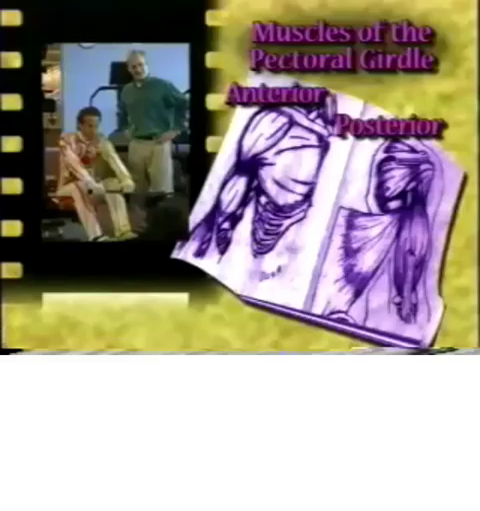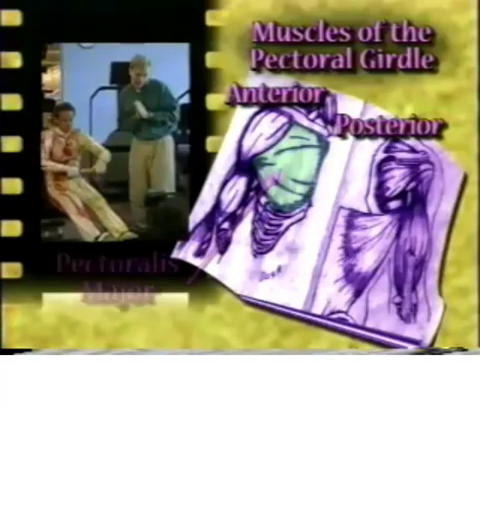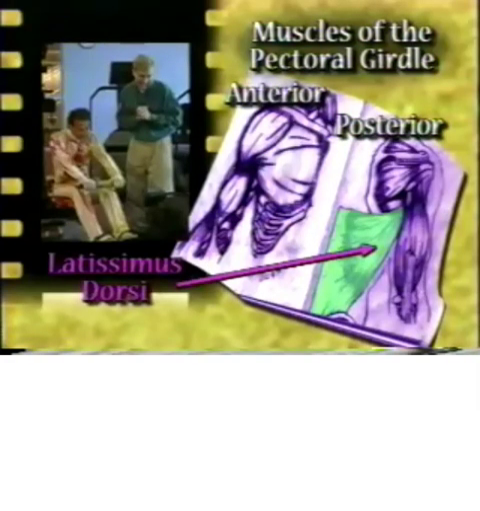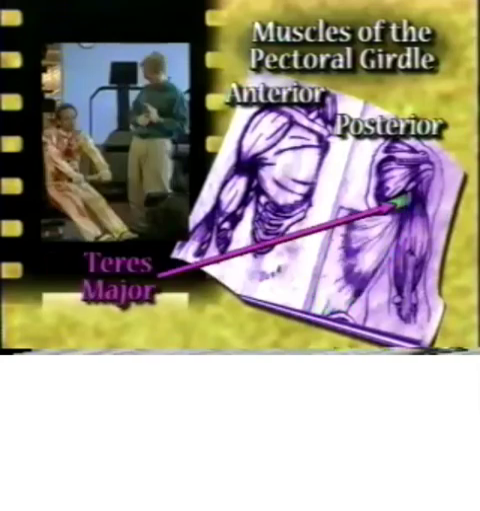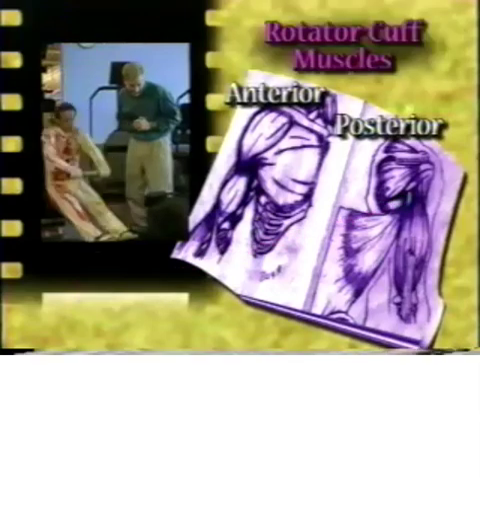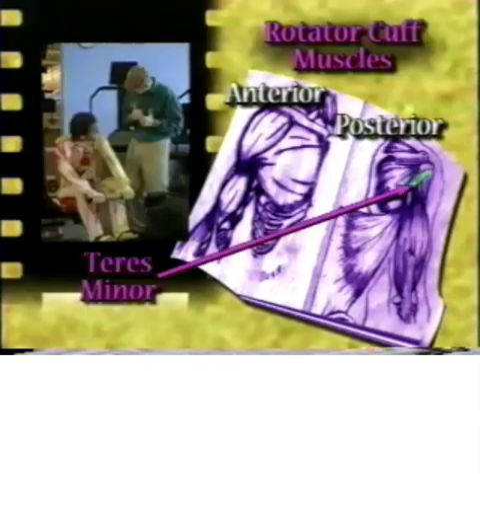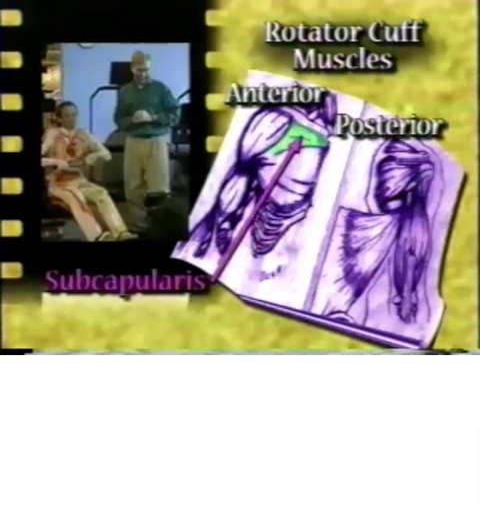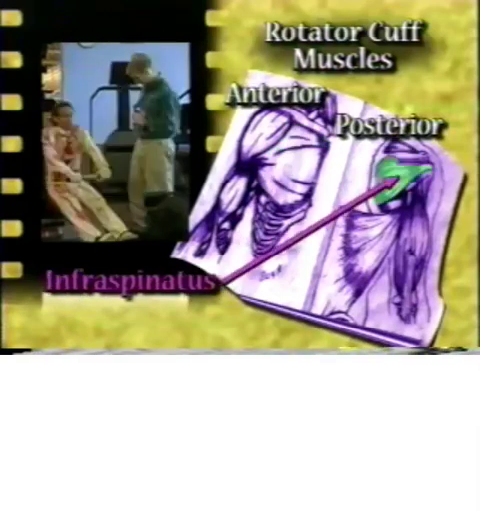The muscles of the pectoral girdle include the pectoralis major, the latissimus dorsi, the deltoid, and the teres major. Also included in the group of pectoral girdle muscles are the rotator cuff muscles, which include the teres minor, the subcapularis, the supraspinatus, and the infraspinatus.